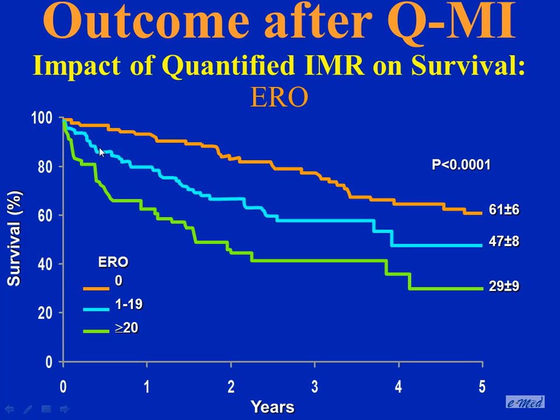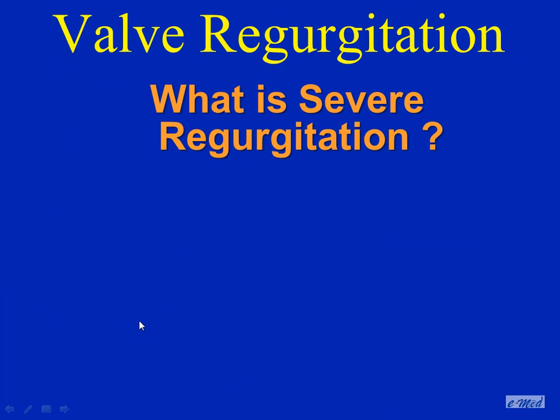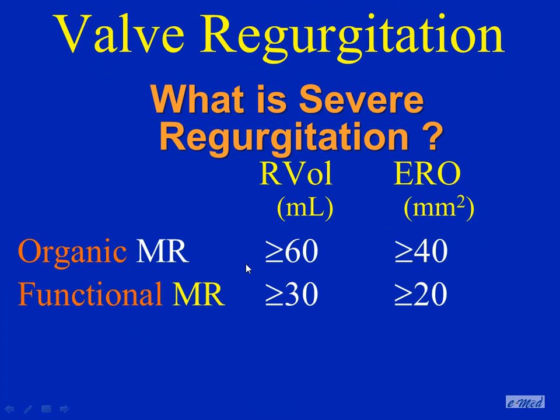And you see that here are the people without MR, the same EF in every single group. They have, at 5 years, an acceptable survival, 60%. The people who have the most MR have that survival divided in two. But what we call the most severe MR is not 40 millimeters square, it's 20 millimeters square. So the scale is not the same in functional MR. And so when you look at what is severe MR, in functional MR, it's 20 millimeters square that tells you this is severe functional MR.